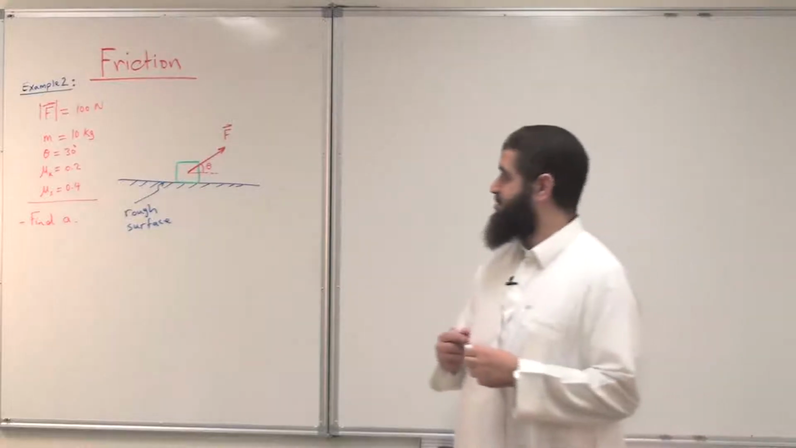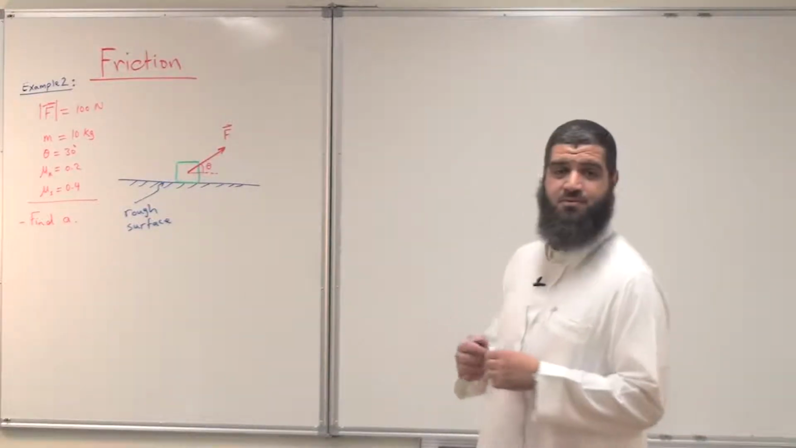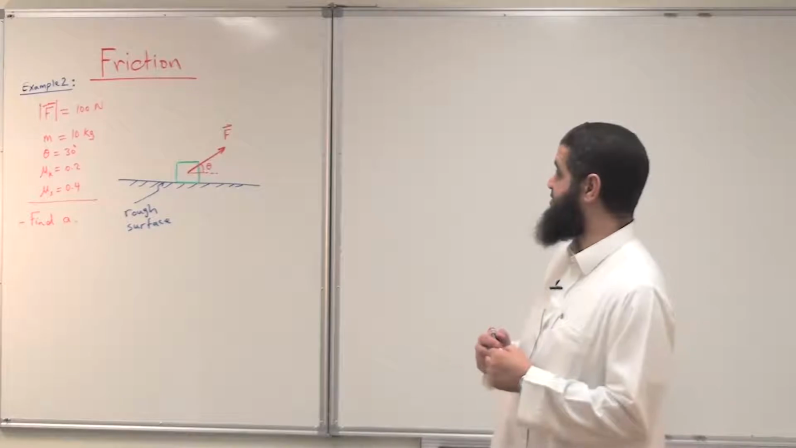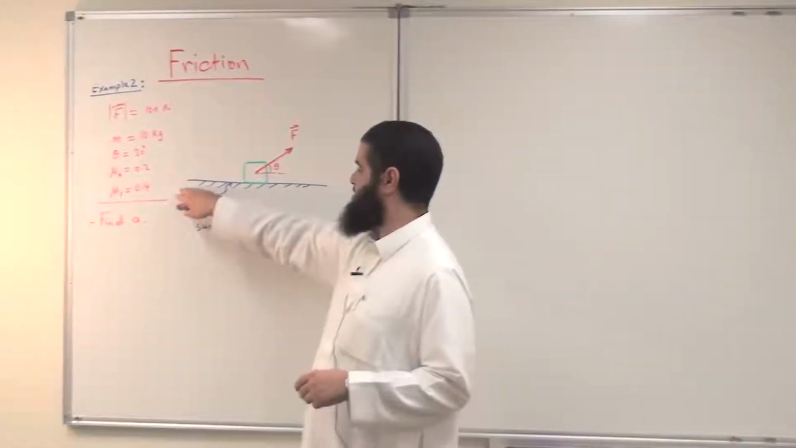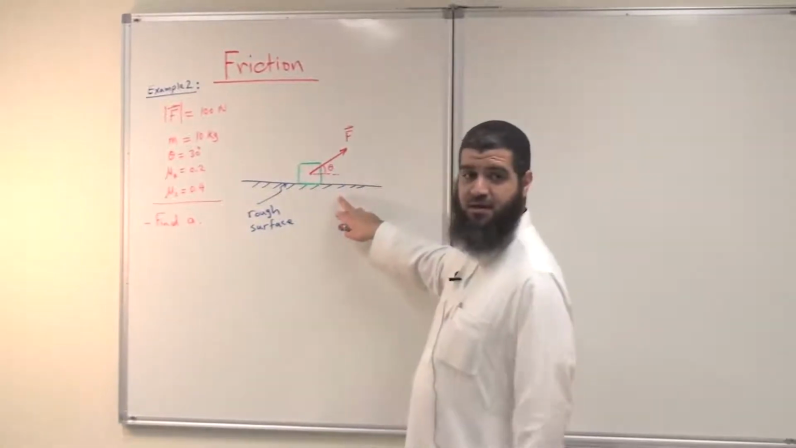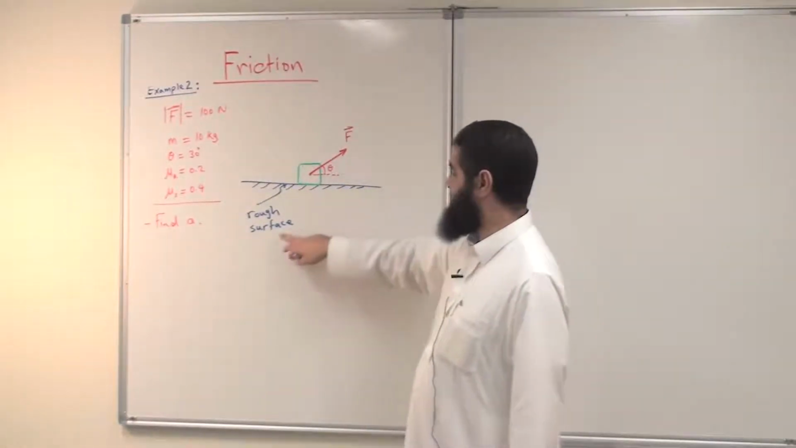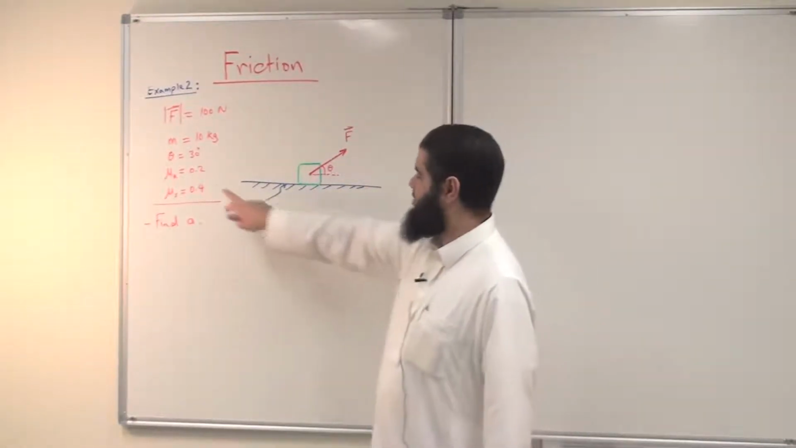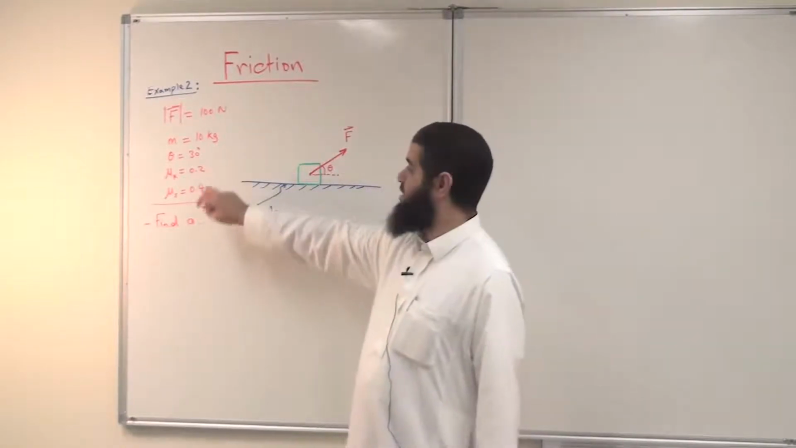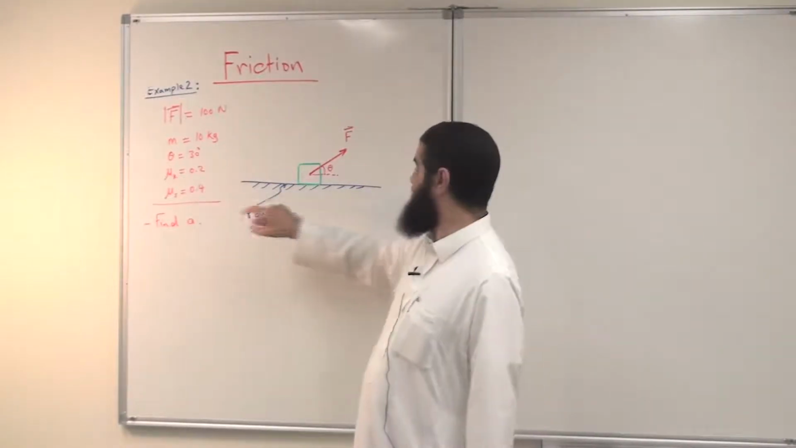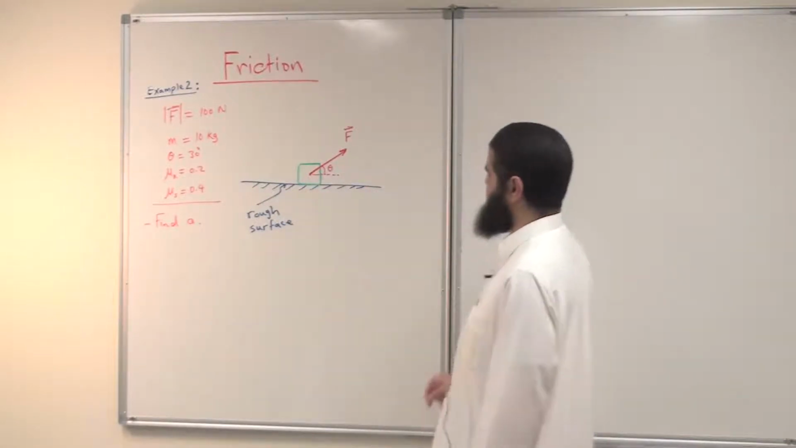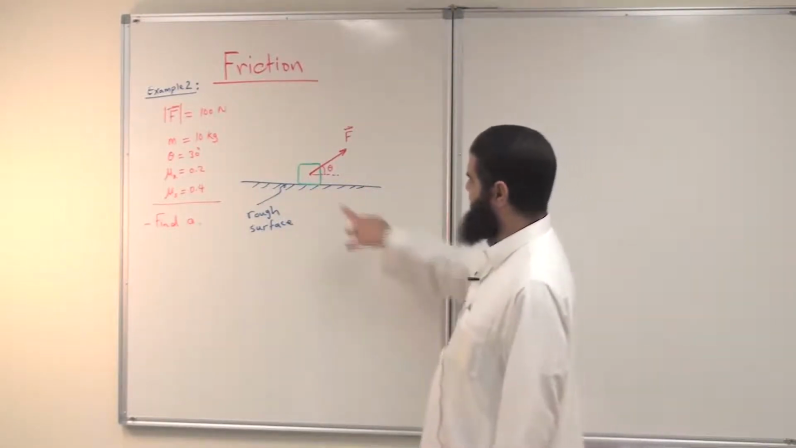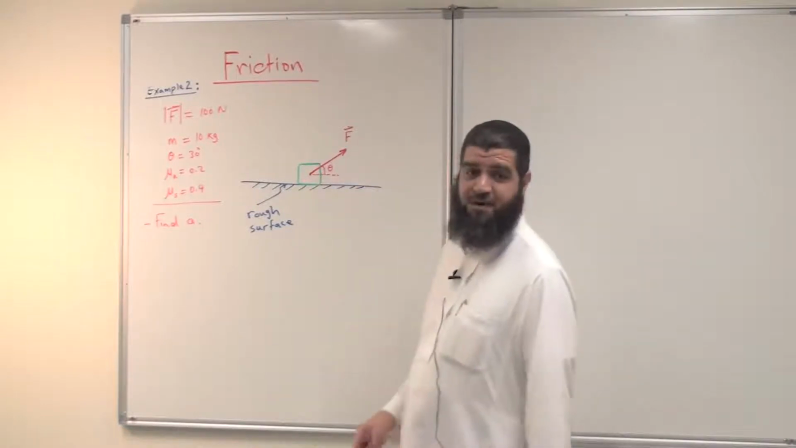This is the second example related to motion in the presence of friction force. I have a block, and the block is sliding on a horizontal rough surface. So this is a rough surface. We have mu k 0.2 and mu s is 0.4 for these two surfaces of the block and the horizontal surface. It is sliding because of this applied force.